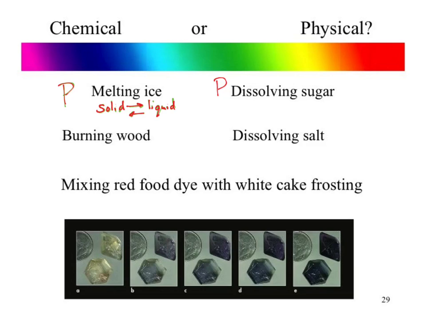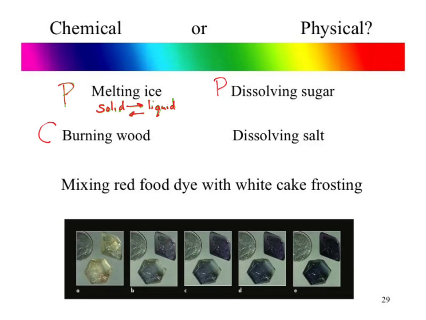Are all physical changes going to be reversible? Most physical changes are reversible. Okay, it is one of our qualifiers that makes it easier. Burning wood. Chemical. Chemical through and through.